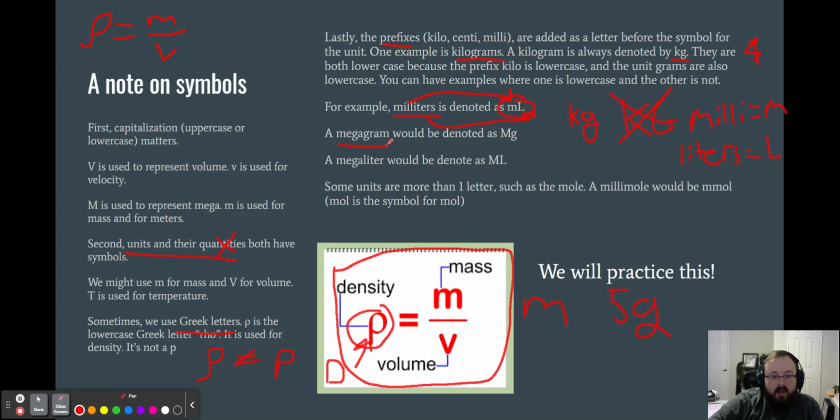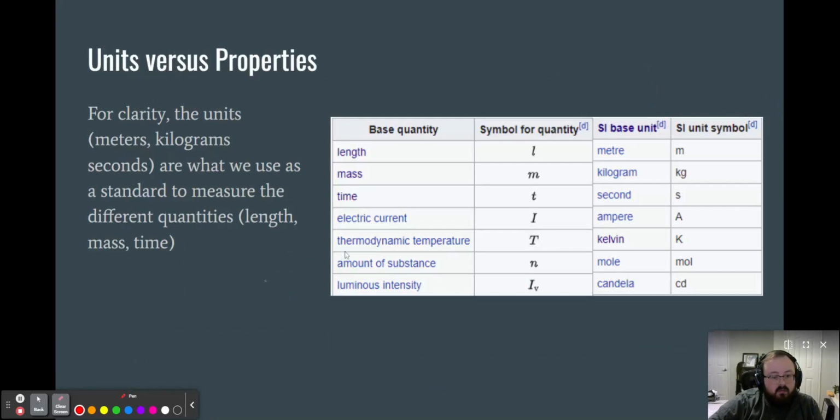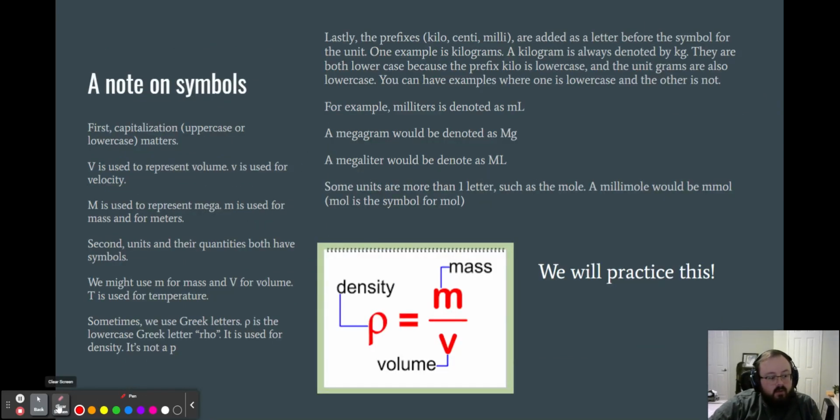We can have something like a megagram. If we scroll back all the way up here, mega is this one, right? This is 10 to the 6th, so it's a million. We're going to scroll back down. So, a megagram, mega is a capital M. So notice the difference between the small m and the big M. And then gram, as we said, is a lowercase g. And we get this: capital M, lowercase g.